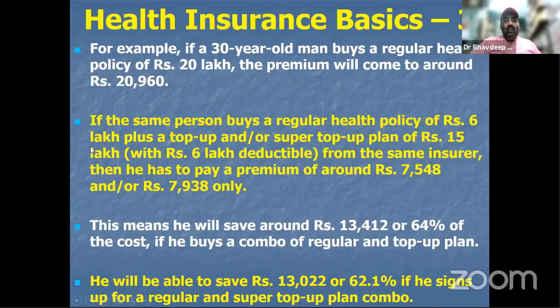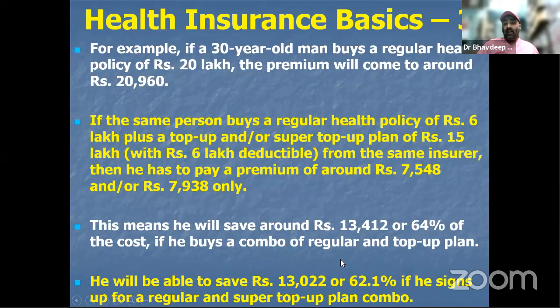So if the same person buys a regular health policy of 6 lakhs plus a top-up or a super top-up of 15 lakh with a deductible equivalent to the base policy of 6 lakhs, then the same insurance would be 7548 or 7938. So that means there will be a saving of 13,412 or 64% of the cost compared to a regular plan. And you can save about 13,000 rupees if you buy both.